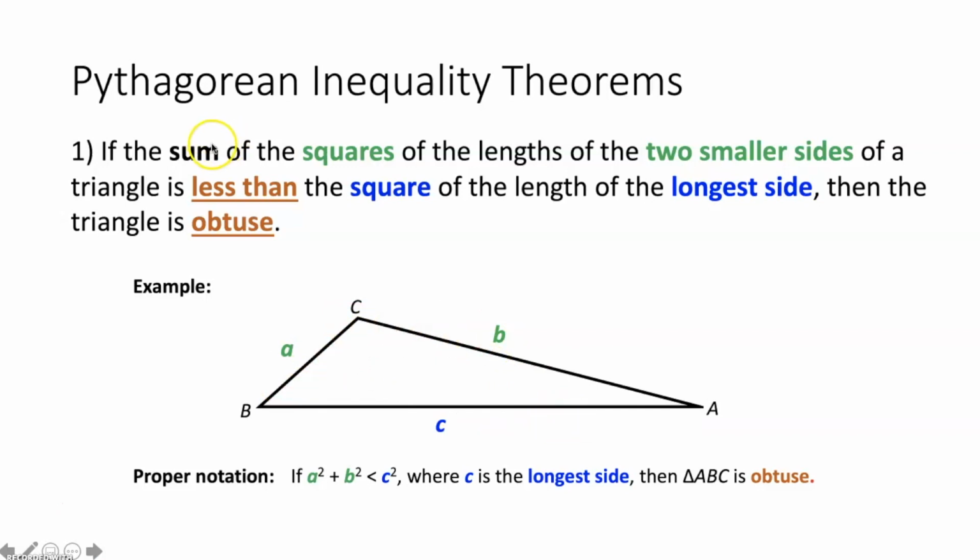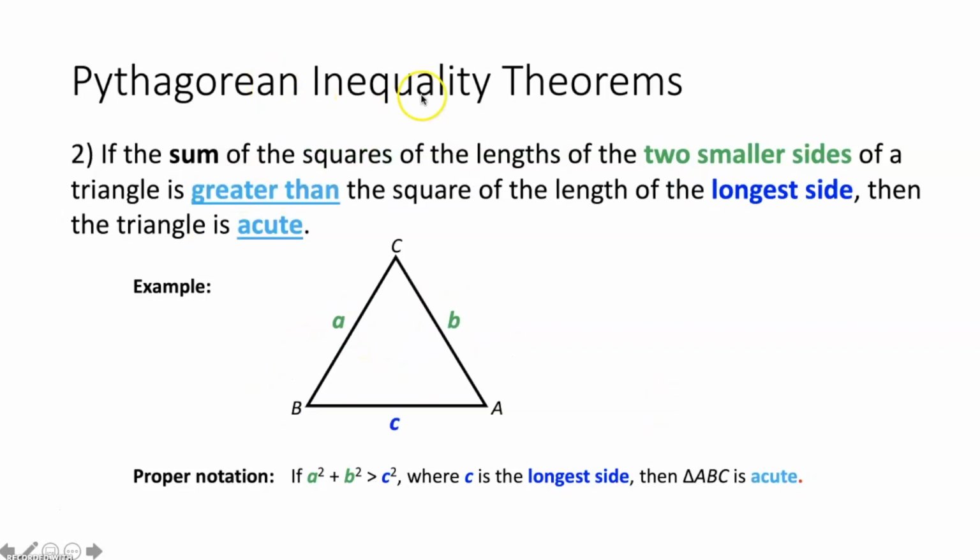In this case, it's saying if the sum of the squares of the two smallest sides is less than the square of the longest side, then the triangle must be obtuse. Basically, if a squared plus b squared is less than c squared, then triangle ABC must be obtuse. And this makes sense because if we have one really big side, if c is really, really big, then the angle opposite that, angle c, must also be really, really big, meaning the triangle ABC must be obtuse.